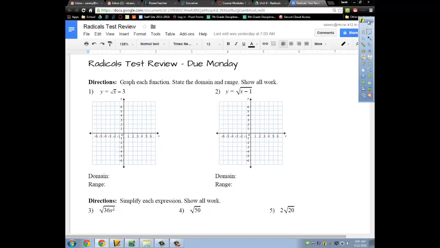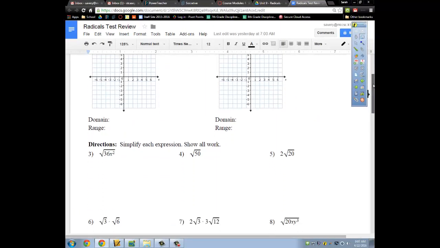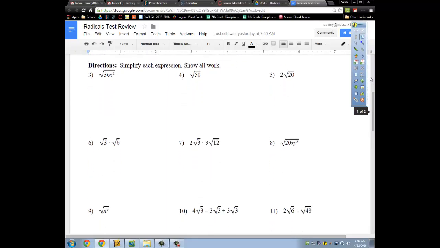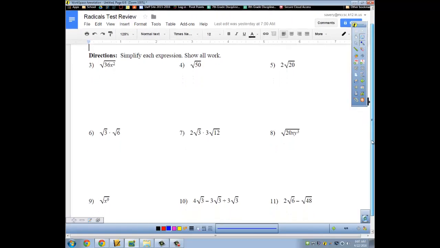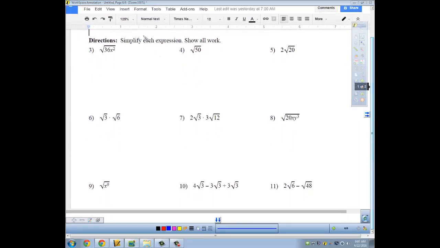Okay. Most of the test will be simplifying expressions. So that's also most of your review. I did include some stuff from the e-learning days. So here I have the square root of 36, which is 6. Then I have x squared. That's even, so I can just divide it by 2. 2 divided by 2 is 1. So I just have 1x. So it's just 6x. Done.